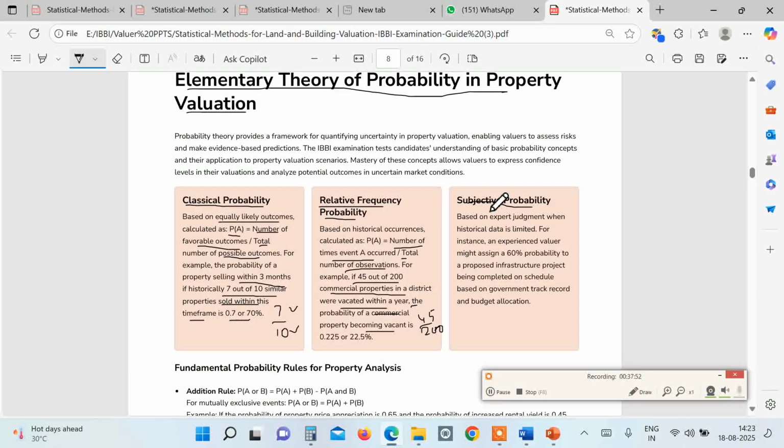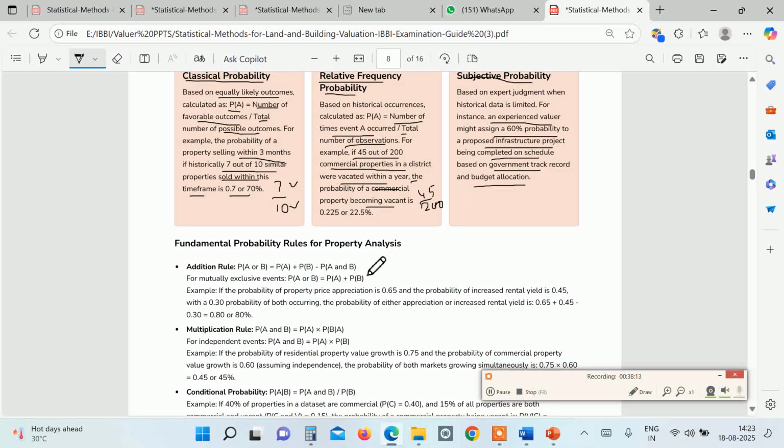This is based on expert judgment when historical data is limited. For instance, an experienced valuer might assign a 60% probability to a proposed infrastructure project being completed on schedule based on government track record and budget allocations. So these are the three types of probability which you must know as a valuer.